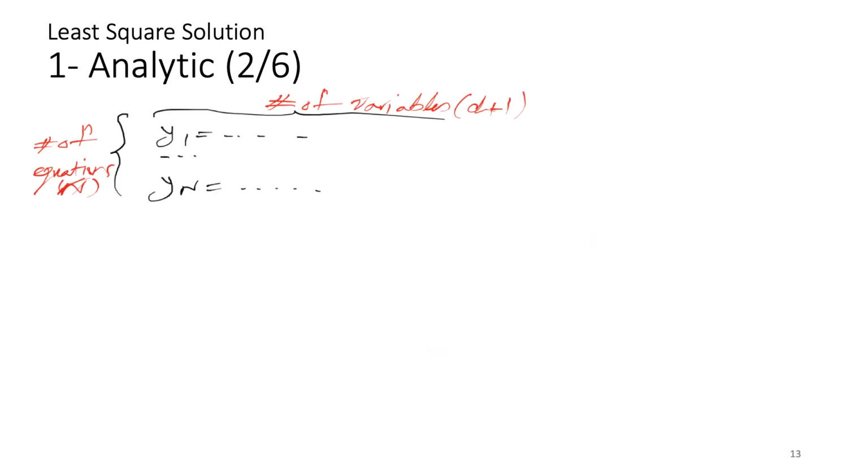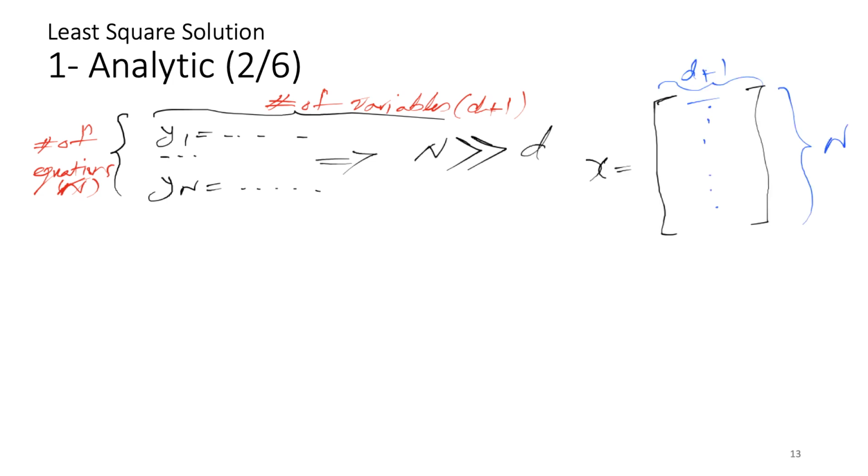We talked about this, that we have many n's, and also we could have many d's. In a case that n is way, way bigger than d, you're going to have a tall matrix of X, right? N is very tall, and you have d plus 1 here. So let's see what the properties of X dagger are that we are interested in.